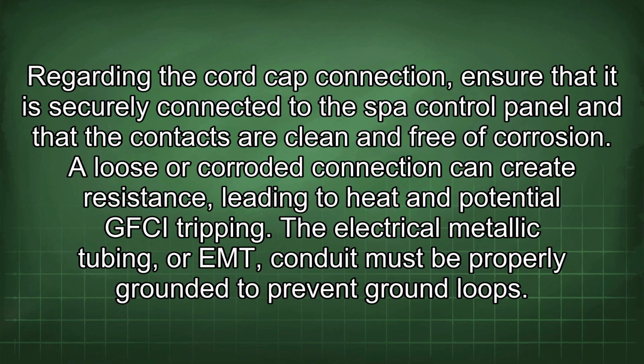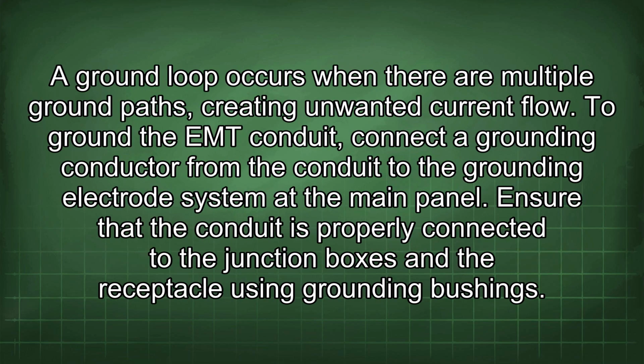Regarding the cord cap connection, ensure that it is securely connected to the SPA control panel and that the contacts are clean and free of corrosion. A loose or corroded connection can create resistance, leading to heat and potential GFCI tripping. The electrical metallic tubing, or EMT, conduit must be properly grounded to prevent ground loops. A ground loop occurs when there are multiple ground paths, creating unwanted current flow.